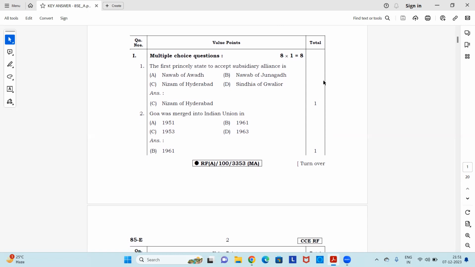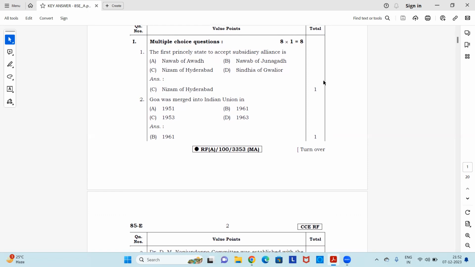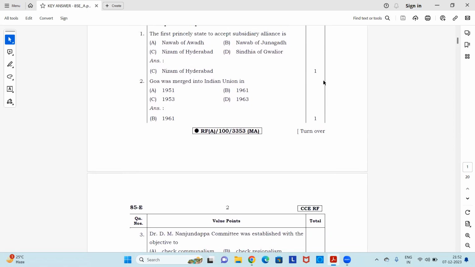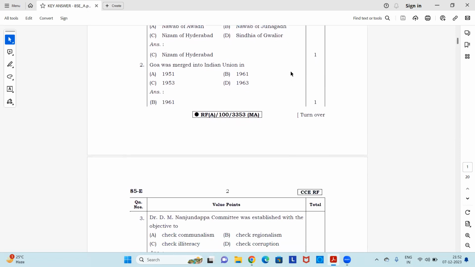So to start with, first main, multiple choice questions. First one, the first princely state to accept subsidiary alliance is: Nawab of Awadh, Nawab of Junagadh, Nizam of Hyderabad, or Sindhia of Gwalior. And the answer is option C, Nizam of Hyderabad. Second, Goa was merged into the Indian Union in the year. You have 4 options and the right option is option B, 1961. If you write the right answer, you get 1 mark. If not, it becomes wrong.